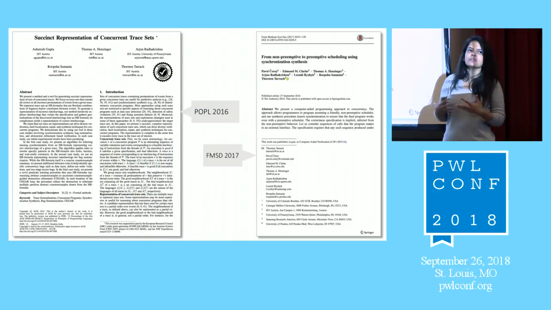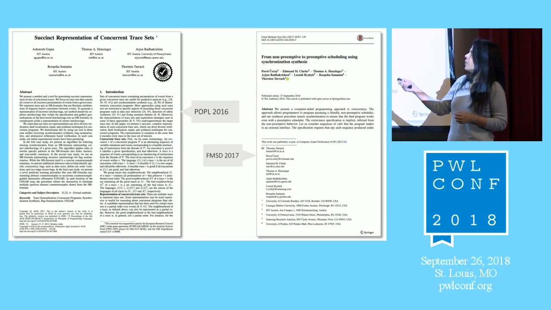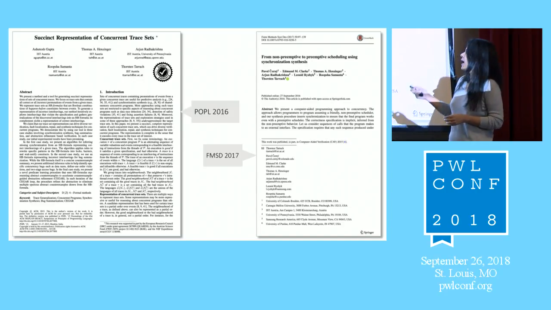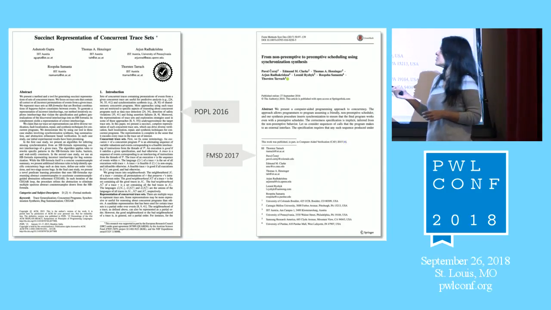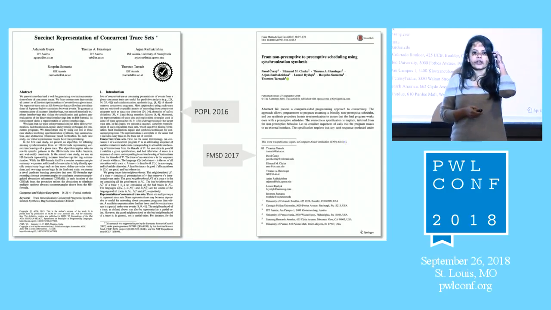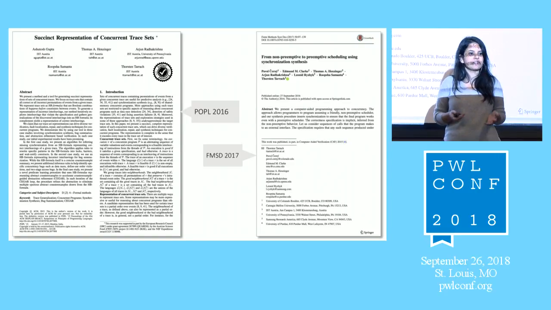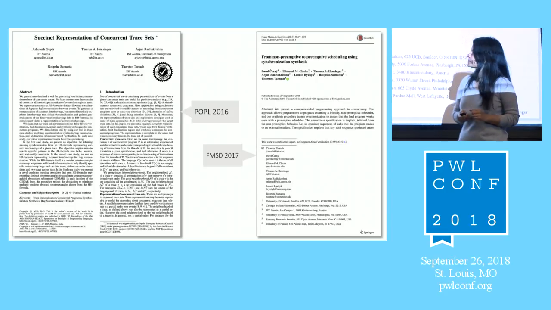This was actually part of a small series of papers that included a POPL paper from 2016 as well, called "Succinct Representation of Concurrent Trace Sets", and a subsequent follow-up journal paper published in Formal Methods in System Design last year. So some of the ideas that I'm going to present are not just from the CAV paper, but from these two papers as well.